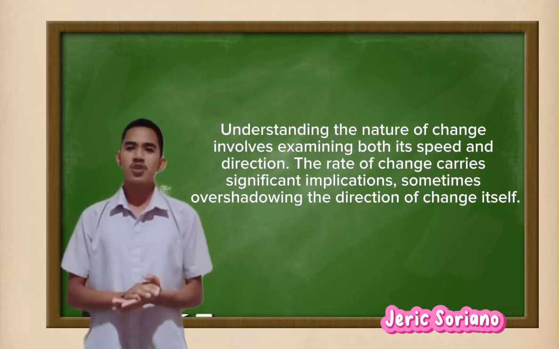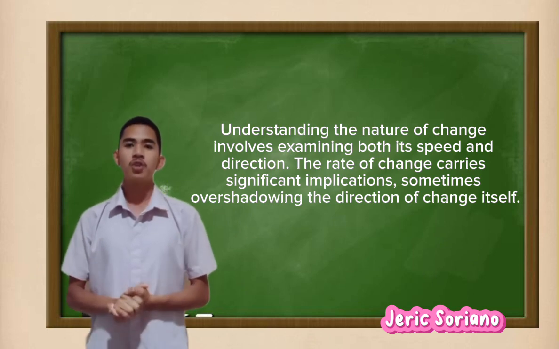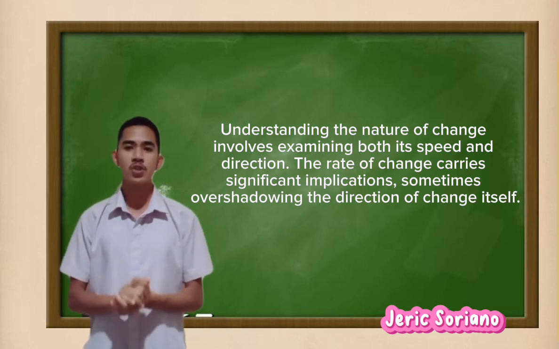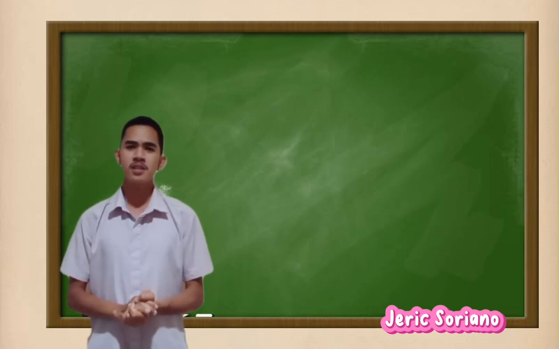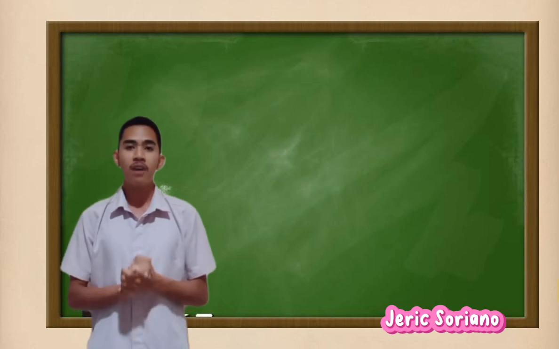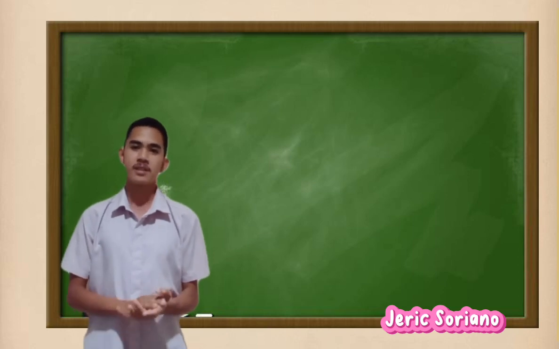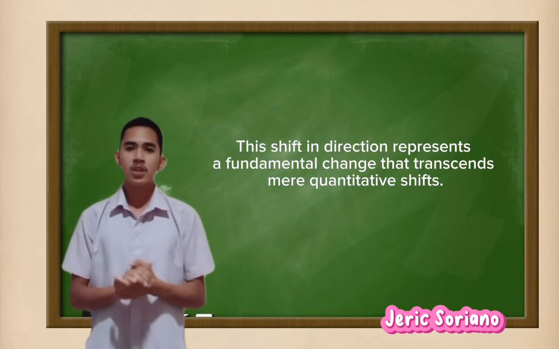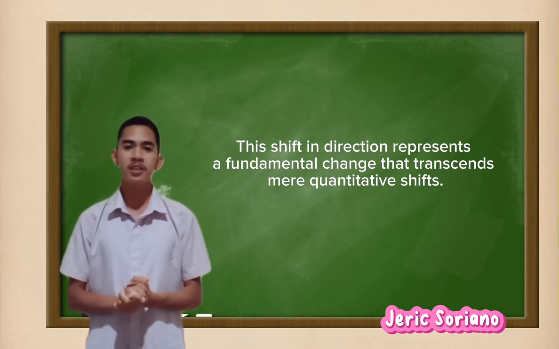Understanding the nature of change involves examining both its speed and direction. The rate of change carries significant implications, sometimes overshadowing the direction of change itself. Moreover, our ability to make informed choices is impacted by the overwhelming influx of information, a phenomenon known as future shock, where individuals experience an overload of new experiences. This shift in direction represents a fundamental change that transcends mere quantitative shifts.